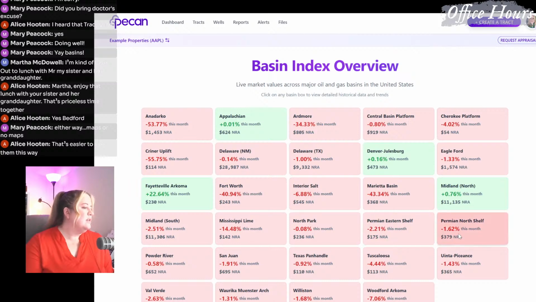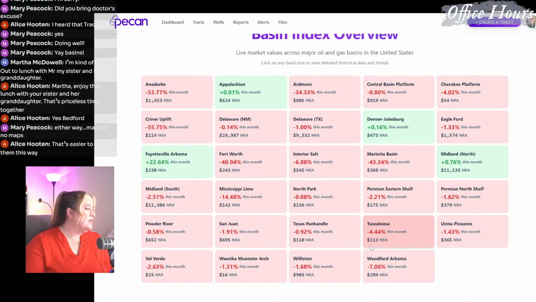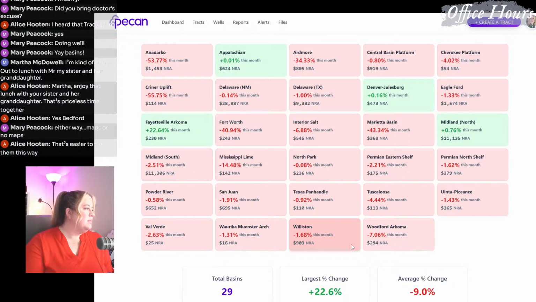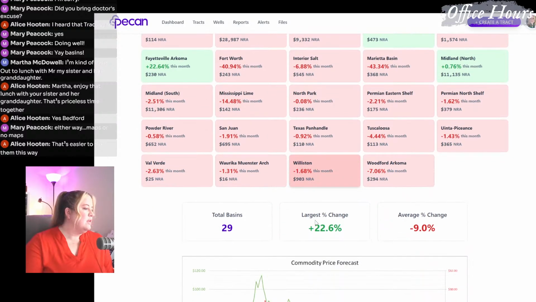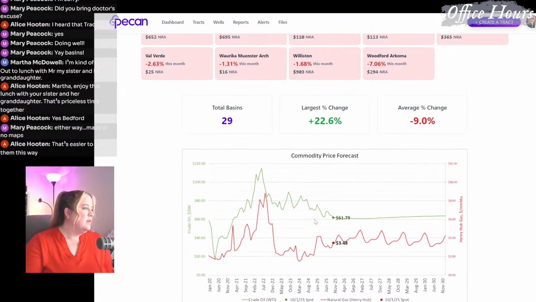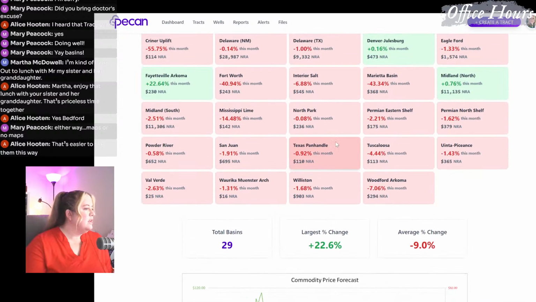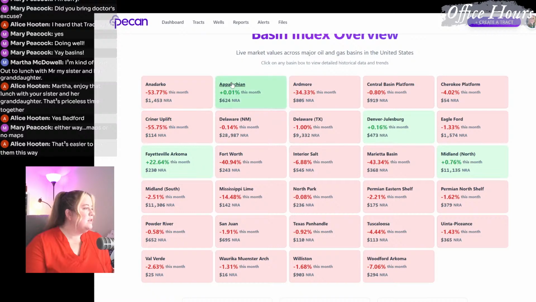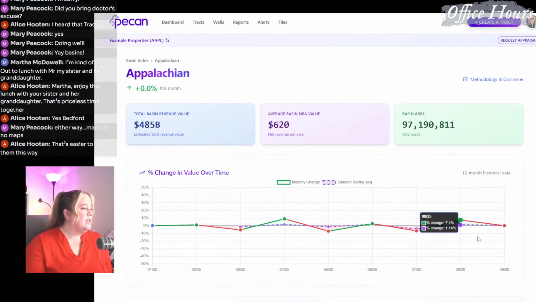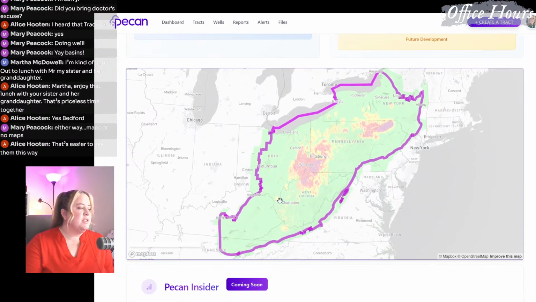Let's see. What basin? So Mary and Martha, y'all would be the Marcellus. We also have what commodity forecast is going into the current analysis. So Appalachian, here's what we're seeing for the Appalachian Basin. It is very large right now in terms of what's included in the basin.